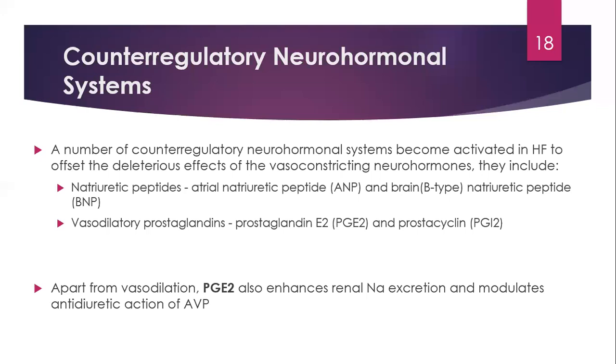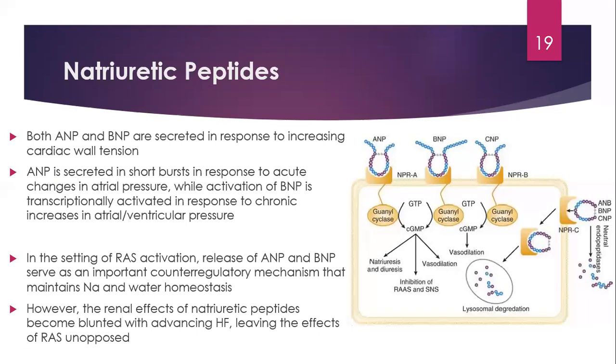So their effects do not last long, and they are overwhelmed in the normal system by the sympathetic nervous system and the renin angiotensin aldosterone system. So a little bit more on the natriuretic peptides, which are very key in heart failure. Both ANP and BNP are secreted in response to increased cardiac wall tension. So once there is wall tension or stretch in the myocardium, both atrial and ventricular, it can lead to secretion of these natriuretic peptides.